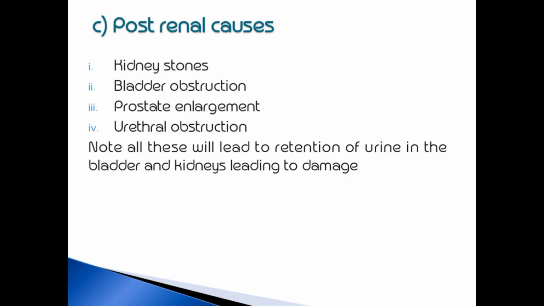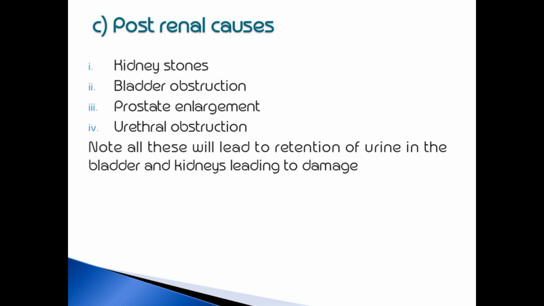Prostate enlargement. In cases of BPH, benign prostatic hyperplasia, you're going to find that there will be an obstruction to the urethra, and hence to the bladder as well. There will be some compression, so you'll find that there will be backflow of urine going back into the ureters. That will lead to what? Hydronephrosis. All those things may lead to renal failure. Then we have urethral obstruction. If the urethra is obstructed, the flow of urine will be impaired, hence leading to renal failure.